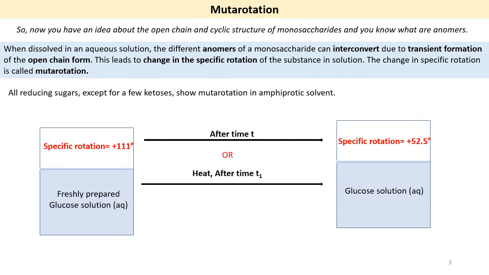Now if you heat the solution, this phenomenon will happen quicker than if you do not heat it. Okay. You can also achieve this phenomenon by adding some acid or base catalyst. So T1 and T2 will be less than T. So you will achieve this change in specific rotation, or the mutarotation, faster if you add acid or base catalyst to the solution, or if you heat it.